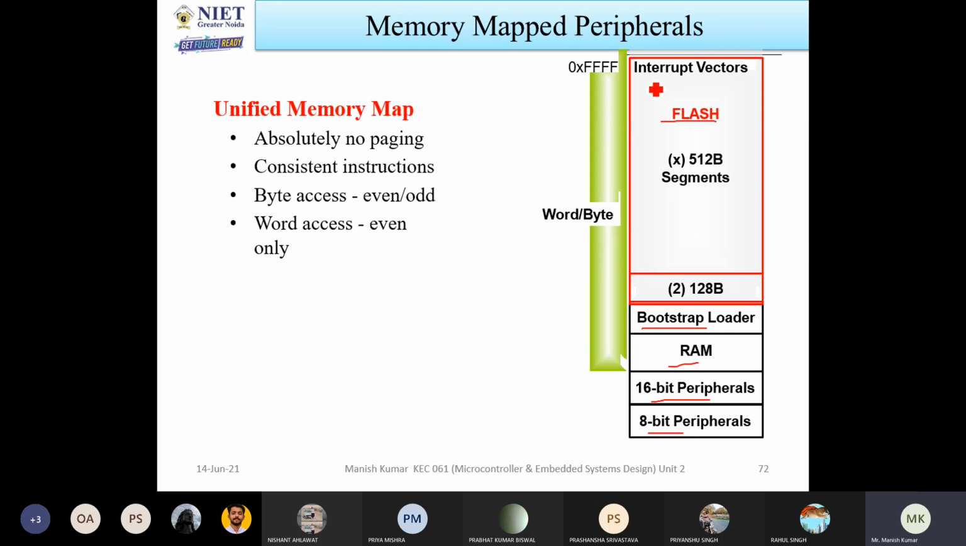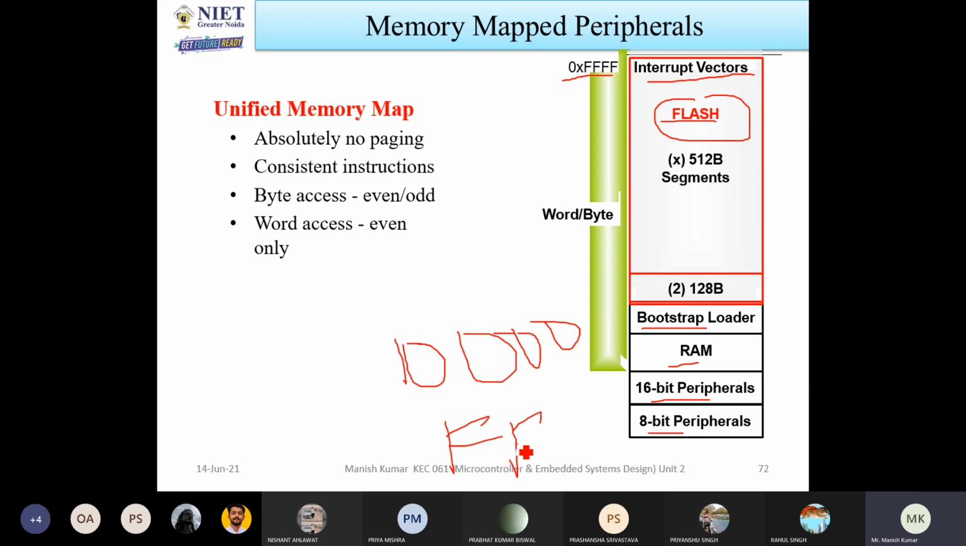Now you can see the flash memory is written as interrupt vectors. The address of memory is written 0 to FFFF, so the maximum memory location you can interface is 0000 to FFFF. This is the available memory space. Also, you can access the memory either by word or by byte. If you access with a byte, you need one memory location. If you access with a word, you need two memory locations.